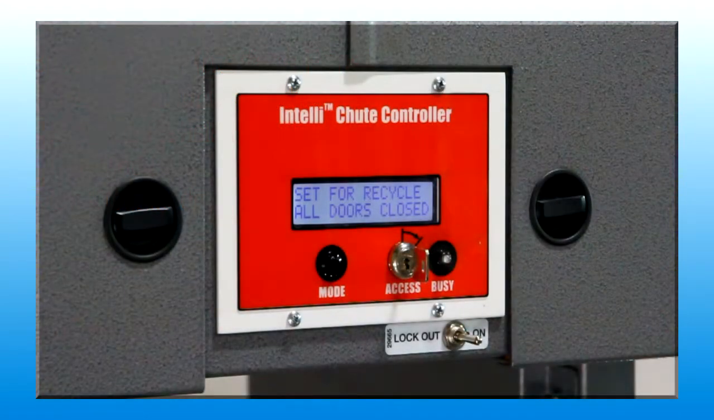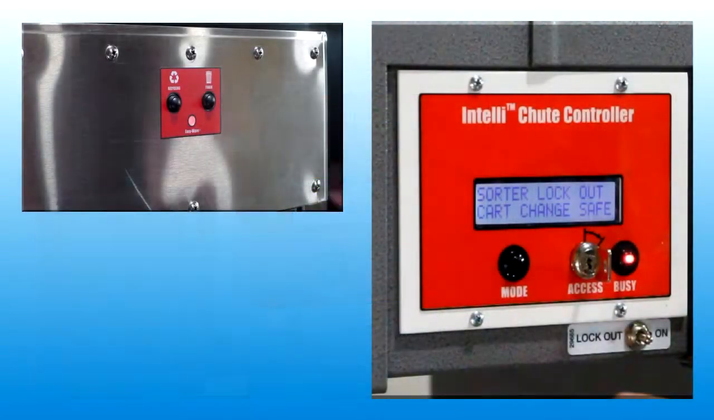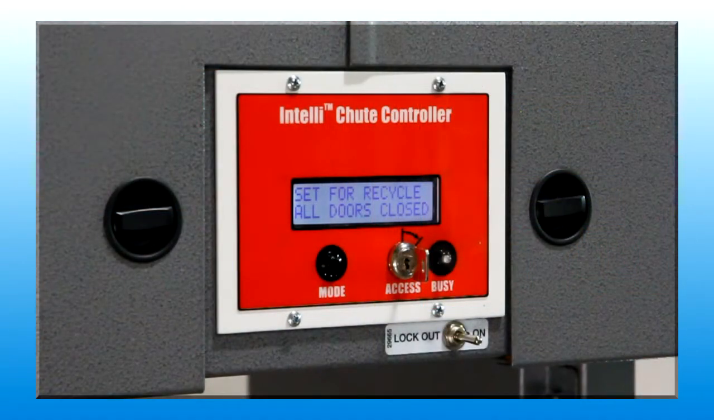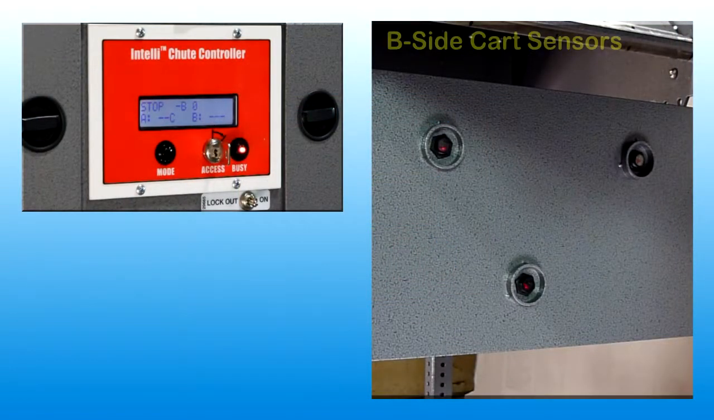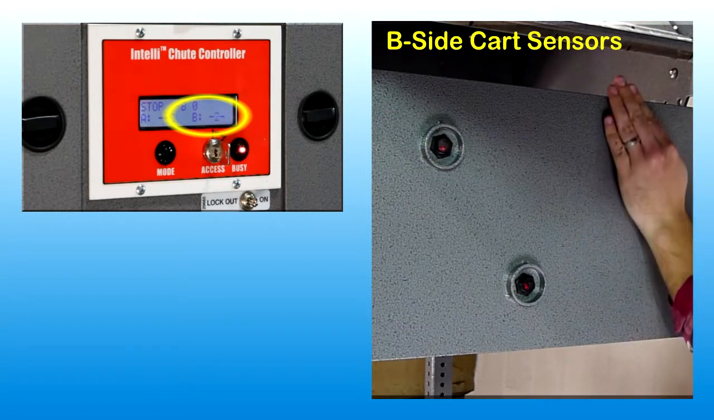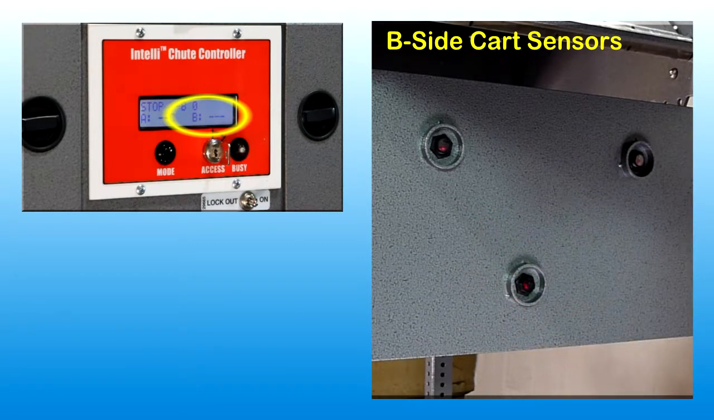When the toggle switch is in the locked out position, the Chute system is disabled and the control system does not respond to the intake door user input. In lockout mode, the status information is based on the sensor inputs and can be used to inspect and verify the state of individual sensors. In this example, the operation of B-side cart sensors, full 1, full 2, and cart present, are individually tested and verified.